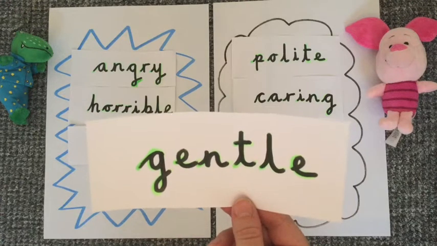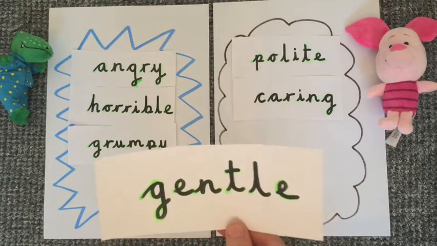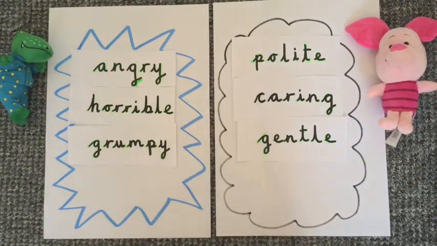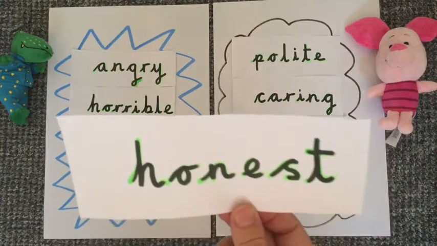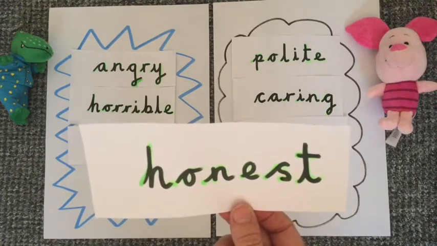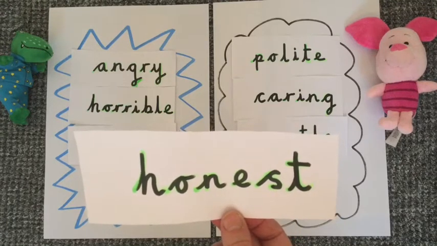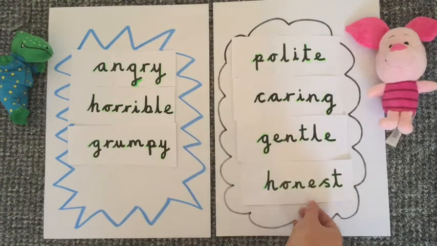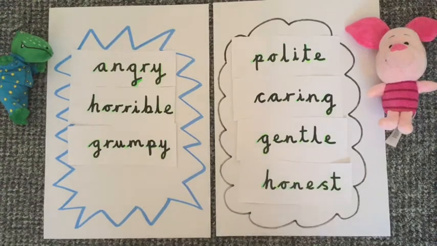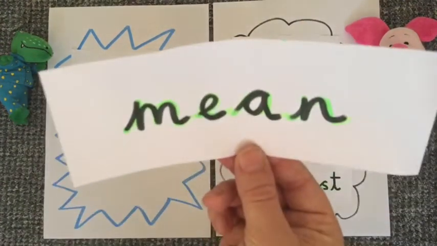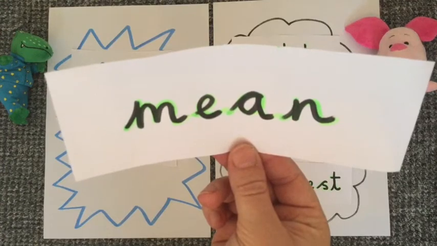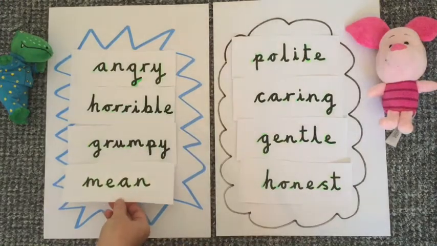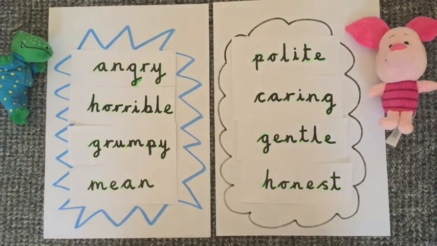Gentle. Where would you put gentle? Yes, over here with polite and caring. Lovely ways to be. Honest. Would you like your friend to be honest? To tell the truth? Yes, that's a fantastic way to be. Finally, the last word we have is mean. Where would you put mean? Yeah, I think mean would have to go over here too, wouldn't it? Fantastic. Thank you for helping me, everyone.